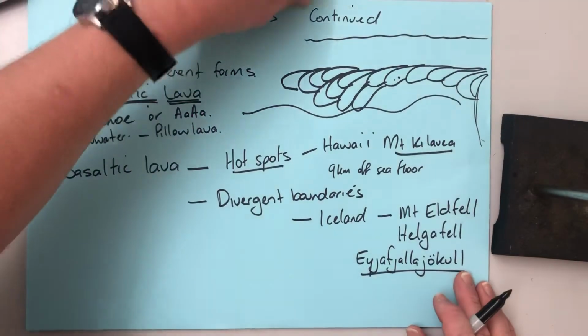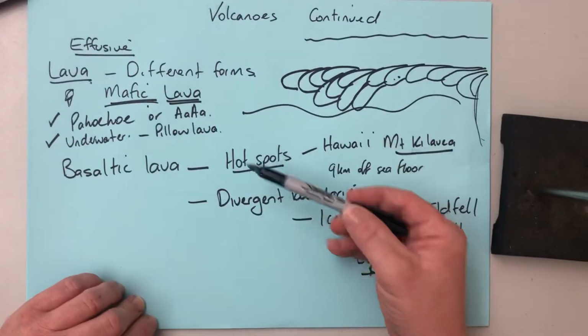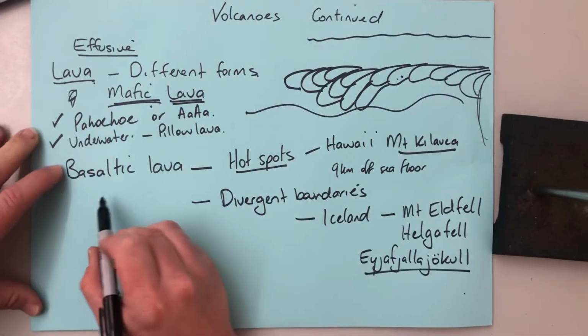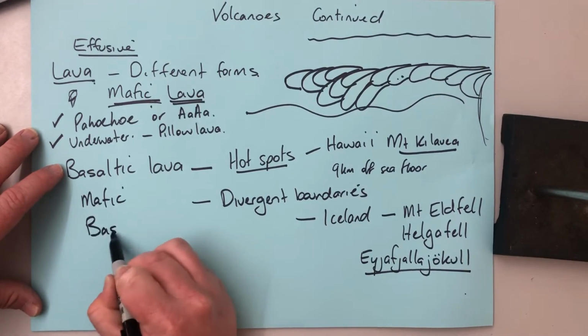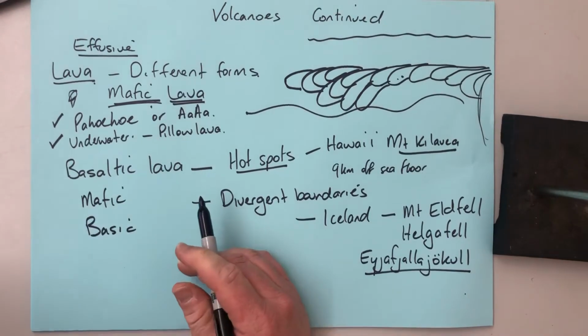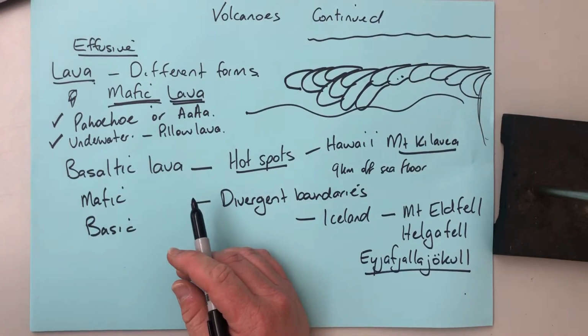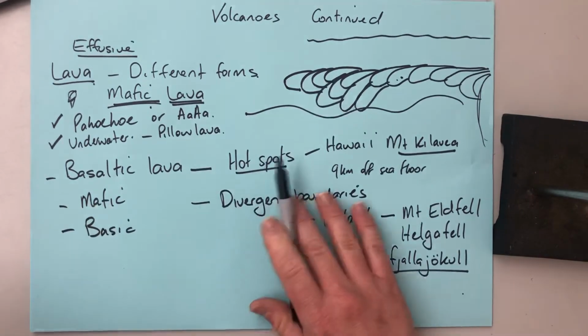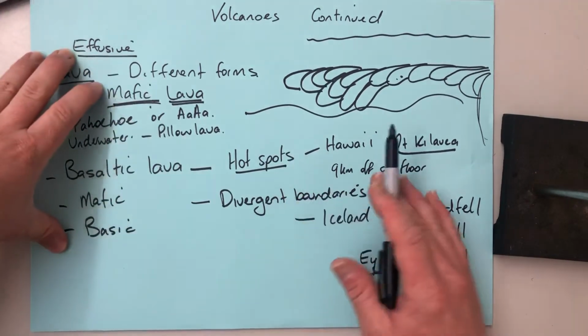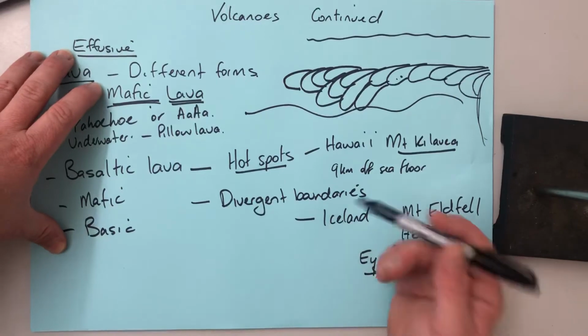Okay, so basaltic lava, sometimes it's called mafic lava. Sometimes it's called basic lava, not lager. And sometimes it's called basaltic. So they're the three names that we use for lava in hotspots and divergent boundaries.